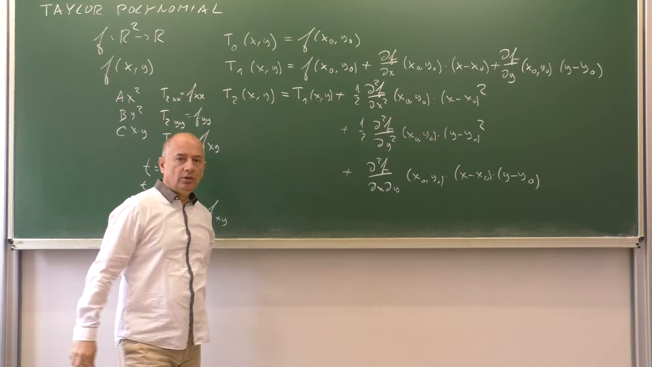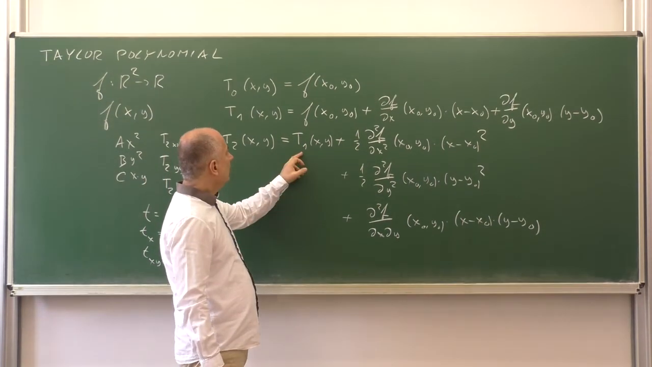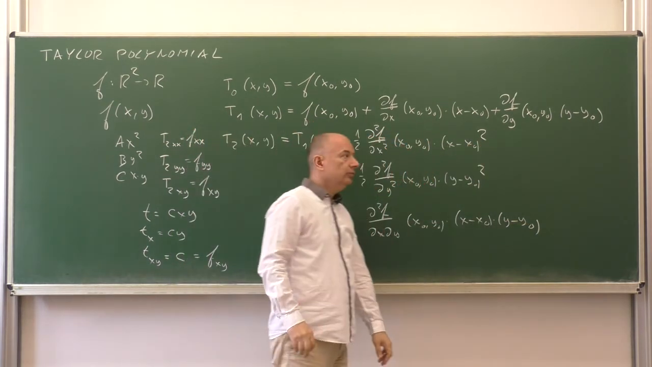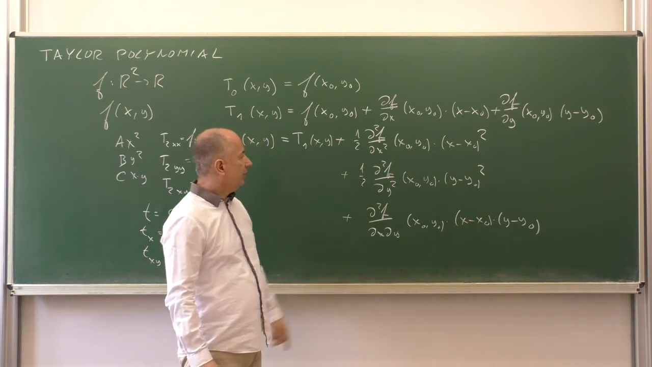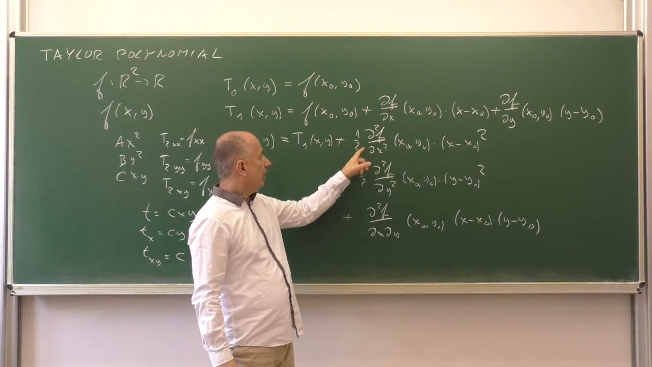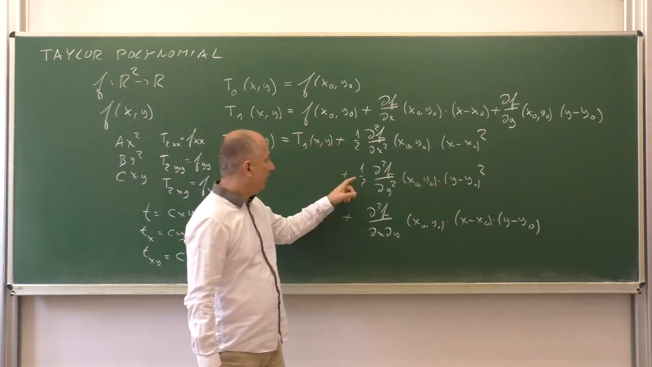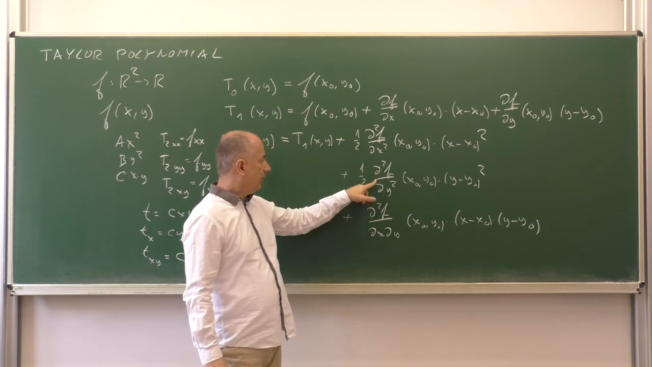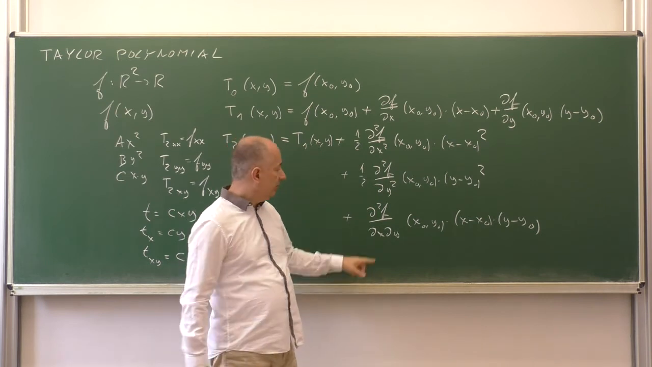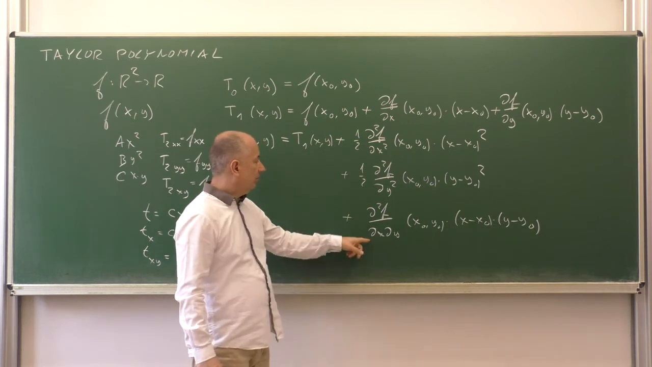So this is the second order Taylor polynomial for a function of two variables. T1 is the absolute term and the two linear terms. And then there are three quadratic terms. One with x squared multiplied by 1/2 of this second derivative. Then with y squared multiplied by 1/2 of this second derivative. And then this mixed term, which is also of order 2, x times y multiplied by this.